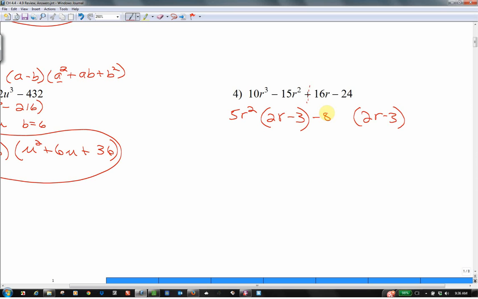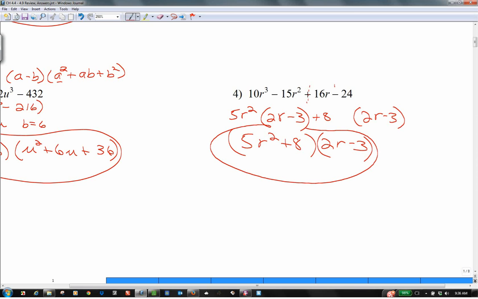Let's check the sign. This is a minus sign. This is a, and I have a minus sign here. So actually I'd be pulling out a plus 8. Let's check that out. 8 times 2r is a plus 16r. 8 times a negative 3 is a negative 24. So that works out. So I have 5r squared plus 8 times 2r minus 3. And that would be my factors.